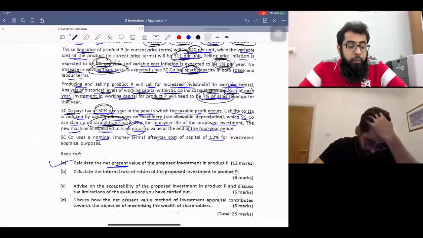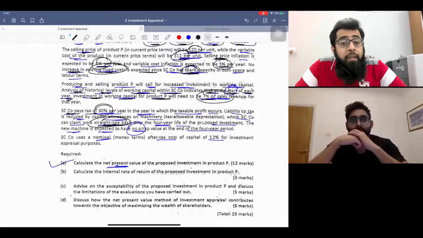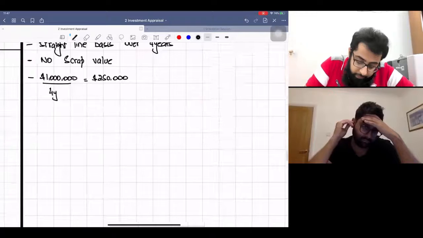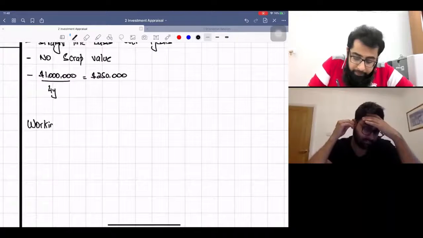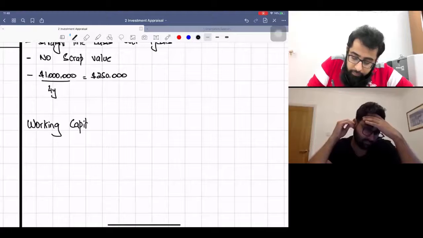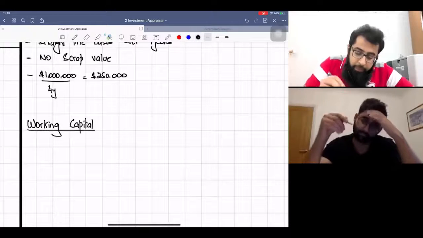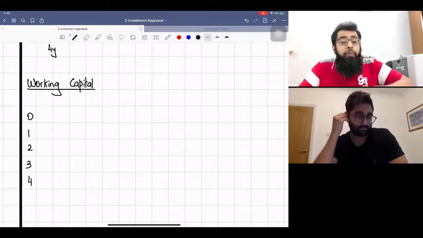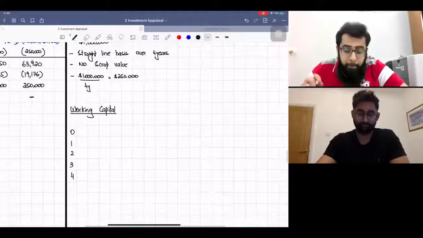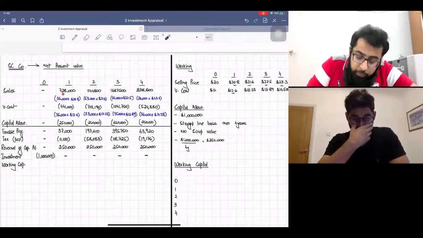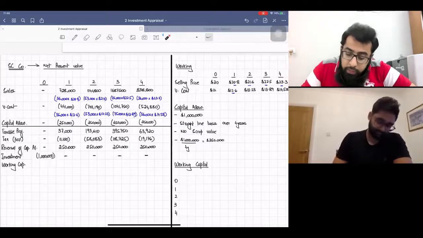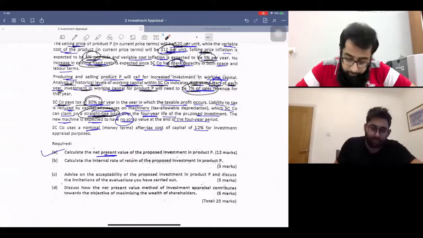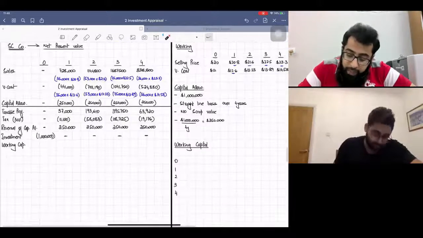So we have to calculate working capital incremental investment each year. This is the thing which you need to understand. Working capital: year 0, year 1, year 2, year 3, year 4. These are your years. This is the sale, 728,000. How much working capital do you need? You need working capital of 7% of sales, so we just times it by 7%.